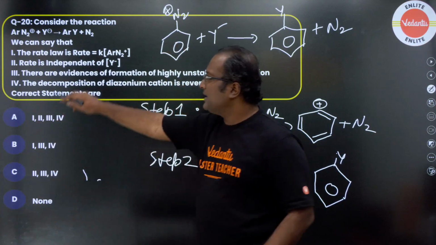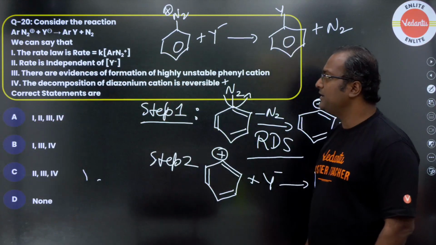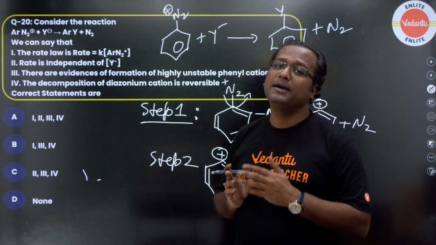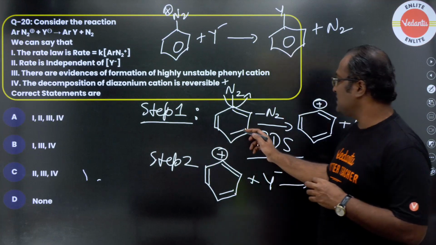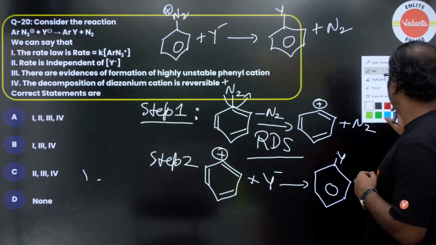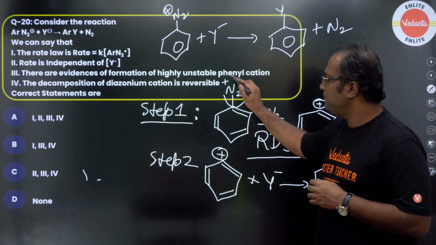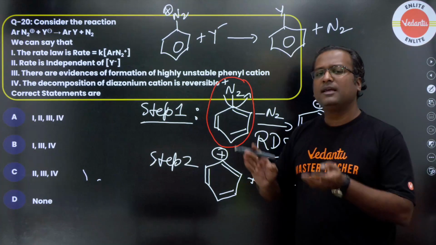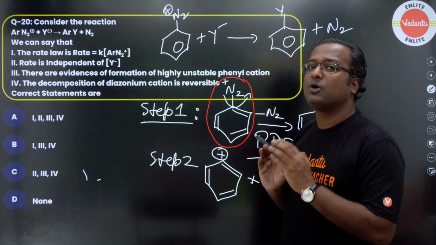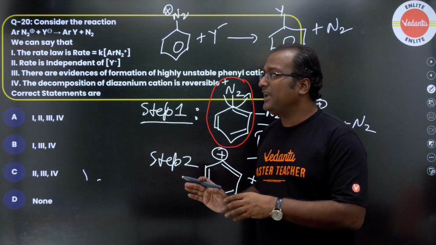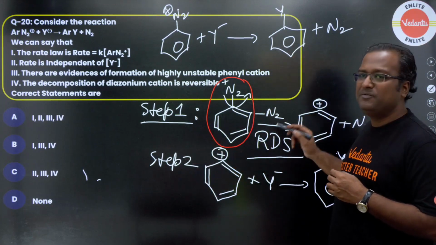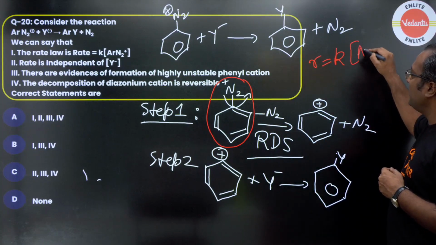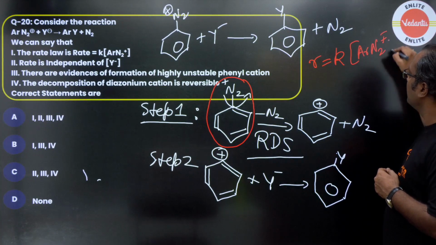So first point of the mechanism, the rate law is given by k into [ArN2 plus]. How do we write rate expressions? We write rate expressions from the RDS step. In the RDS step, that is your first step, what is used up? ArN2 plus is your reactant, no other reactant is present. Each step of a mechanism is always an elementary step, and therefore we say that your step 1, which is the RDS, is first order with respect to ArN2 plus.